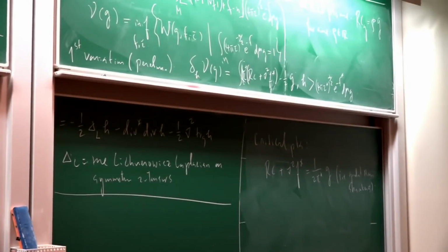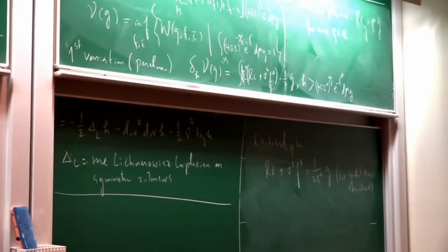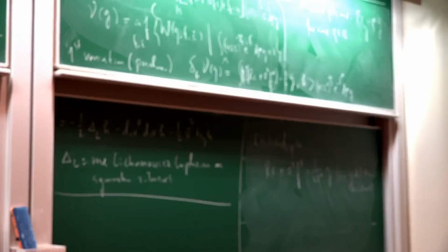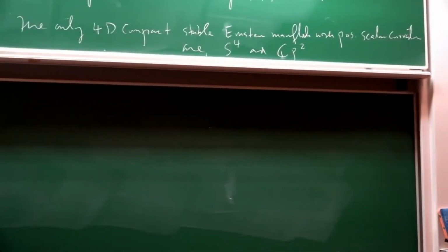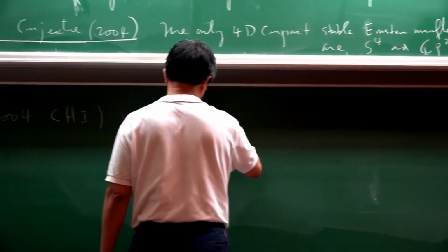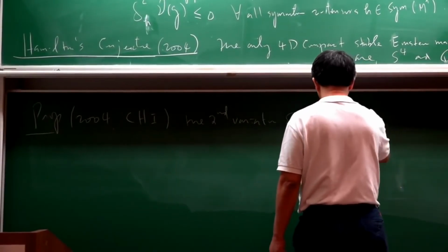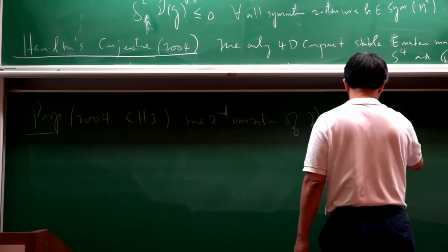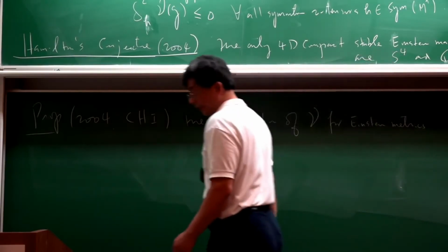So what is the second variation formula? All right. So let's explore the second variation formula. So here's a proposition from 2004, that is the second variation for Einstein metrics. Okay.